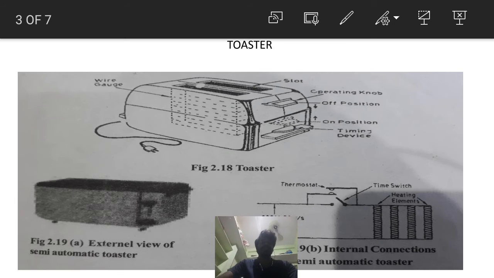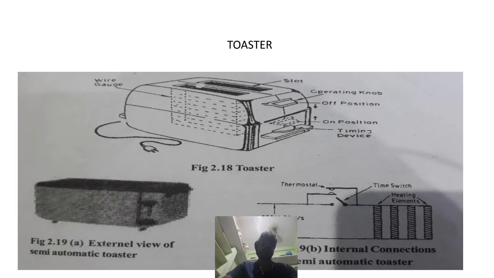This figure shows the external view of a semi-automatic toaster. The internal diagram shows the off position, with knobs and tripping knobs. We'll go to the internal connections.